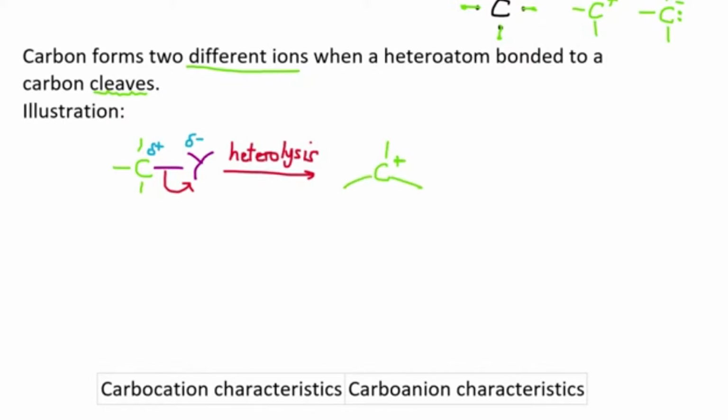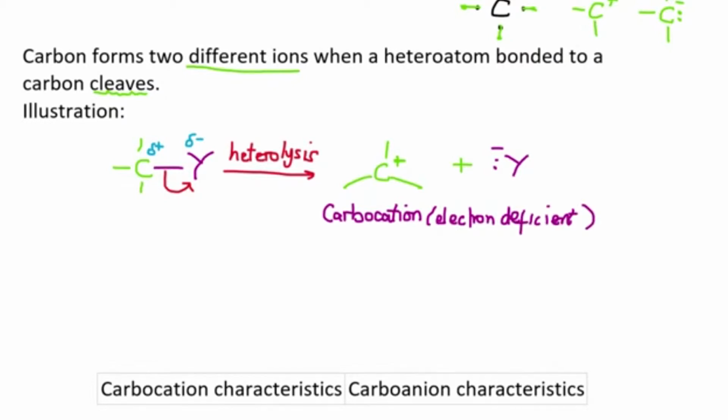If you look at the geometry here, you notice that it is a trigonal planar compound, and we also form a good leaving group, Y, which has a negative charge and a lone pair. This carbon with a positive charge is called a carbocation, and since it is a carbocation, it is known to be electron deficient.